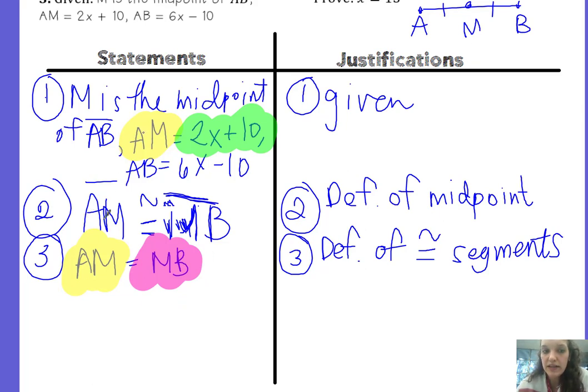My AM repeats. I have three terms, three colors, 3, T, transitive. And so now I can say that MB is equal to 2x plus 10. Which makes sense because if M is the midpoint, the AM and MB have to be the same. But definition of midpoint only allows us to say that those two segments are congruent to each other. We had to go through this whole process of switching them from being congruent to equal and then using the transitive property to say that they were both equal to 2x plus 10.